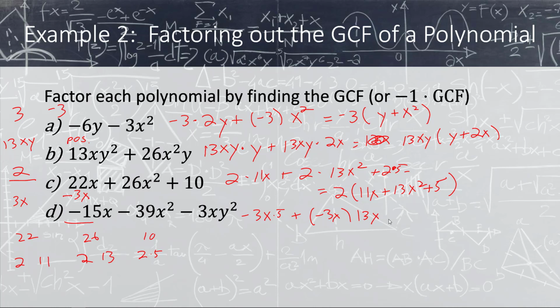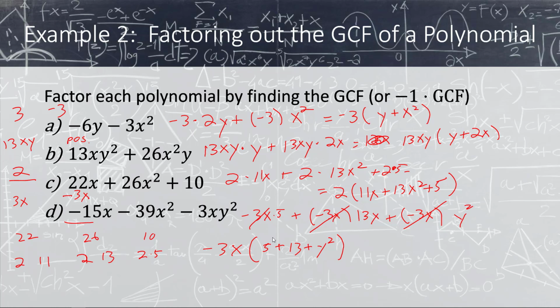And then finally, negative 3x times y squared will produce for us negative 3xy squared. Almost forgot that. Now we can factor out the negative 3x, and we're left with the quantity 5 plus 13x plus y squared. And there you go.